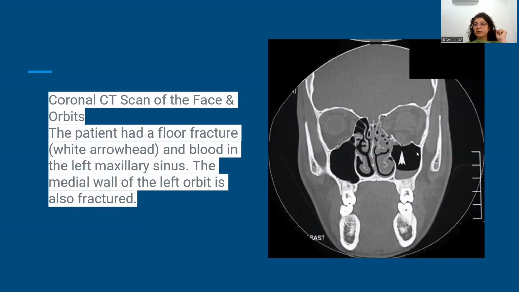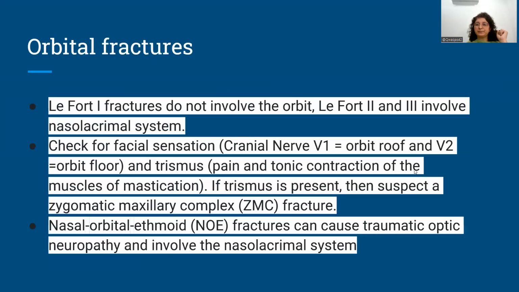So this is an example of a patient who had a trapdoor fracture, which is a floor fracture. Over here, it's shown by the arrow. They also have some blood in the maxillary sinus.